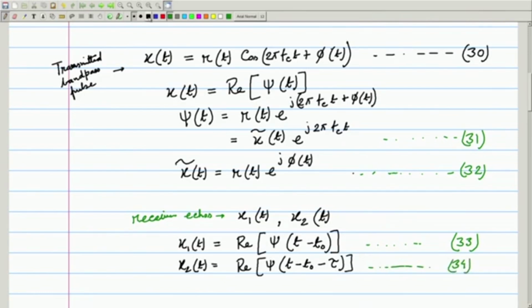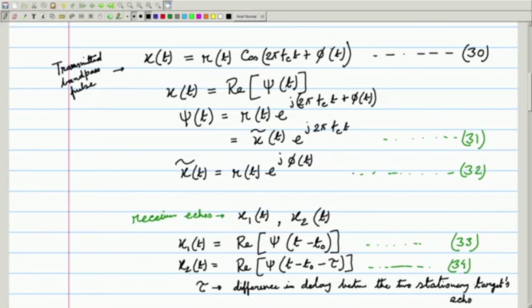So, what is tau? Tau is the difference in delay between the two stationary targets' echo, as simple as that.